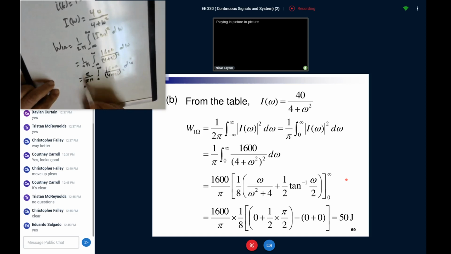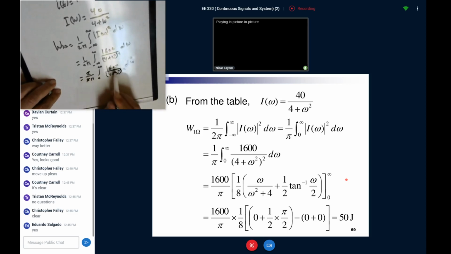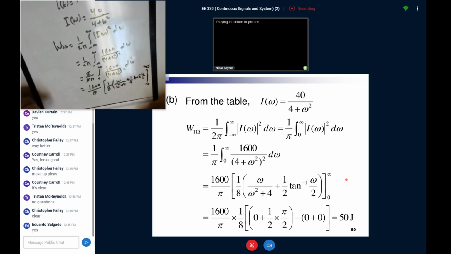The 2 will cancel out. Then 1,600 will be out because it's a constant. So we'll get 1,600 over pi, and then we will use a table for that because it's not an easy integral. Using the table, we'll get 1 over 8 omega over omega square plus 4, plus 1/2 tan inverse omega over 2. This is using an integral table from 0 to infinity. If you do that, you will again get 50 joules.